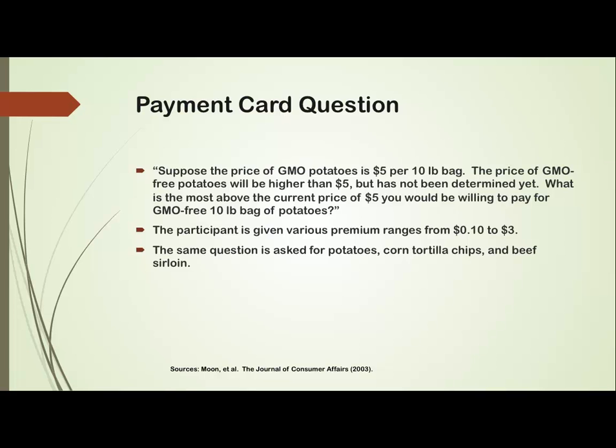Secondly, there's a payment card question. Again, I'm doing two different approaches to finding out the same thing so I can test for reliability. Second question, suppose the price of GMO potatoes is $5 per 10-pound bag. The price of GMO-free potatoes will be higher than $5 but has not been determined yet. What is the most above the current price of $5 you would be willing to pay for GMO-free 10-pound bag potatoes? The participant is given various premium ranges from 10 cents to $3. And this question is asked about potatoes, tortilla chips, and beef sirloin.